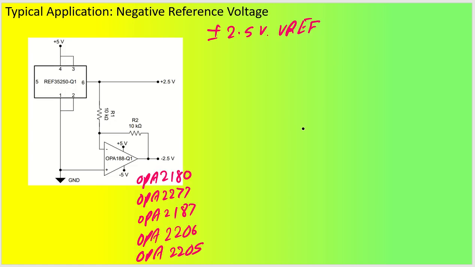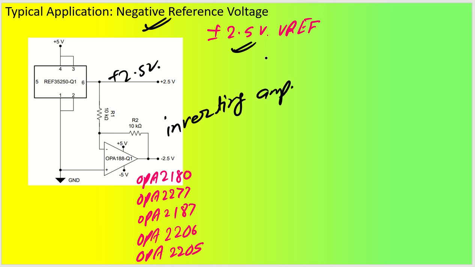Coming back to the application of negative reference voltage. Let us say you want to generate a plus minus 2.5 volt reference. For that, what will you do? You will utilize the IC REF 35250. The 250 is going to give you 2.5 volt output, right? Now, suppose you want to generate a negative voltage reference also, then you will use an inverting amplifier. In that case, this 10k and 10k take this voltage as the input voltage, which is 2.5 volt, and with a unity gain of 10k to 10k, it is going to give you minus 2.5 volt.